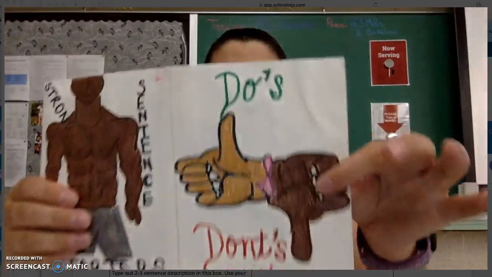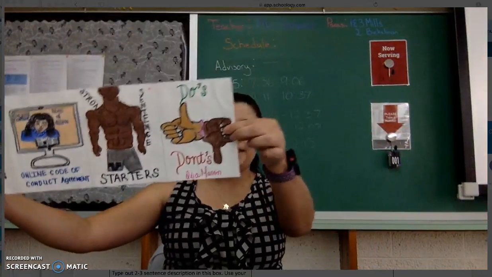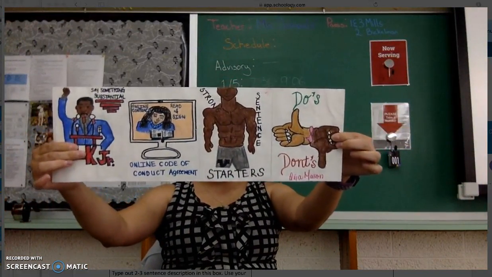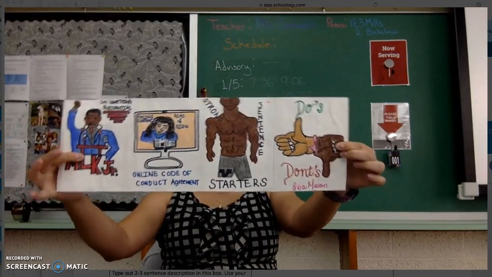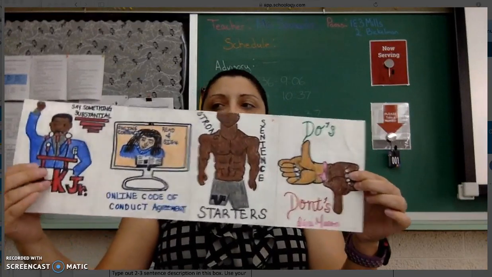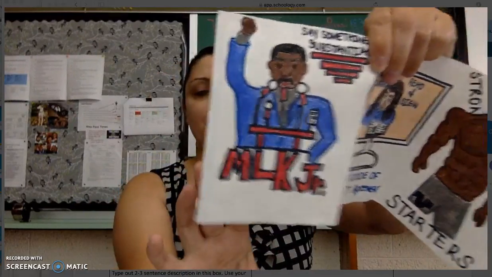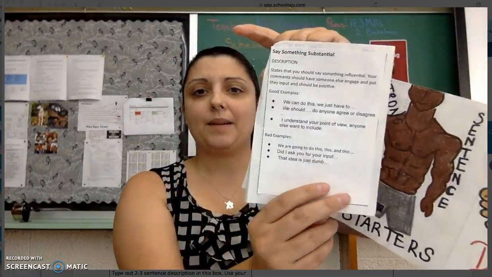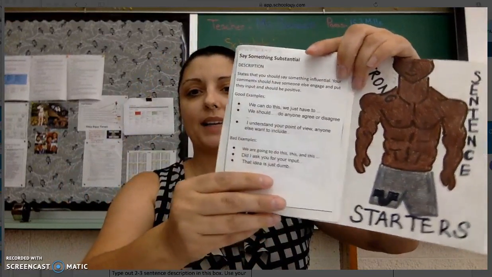Then you can start to illustrate your foldable. So you've already decided which articles that you want to do. So now you're going to start with your illustrations. So here we have a really good example by Deja Mason. And you can see here that she has 4 really nice examples of illustrations on here. And I'm going to zoom in right here. So where it says say something substantial, what I'm going to do is print these out for you, and then you're going to glue these on the back here.